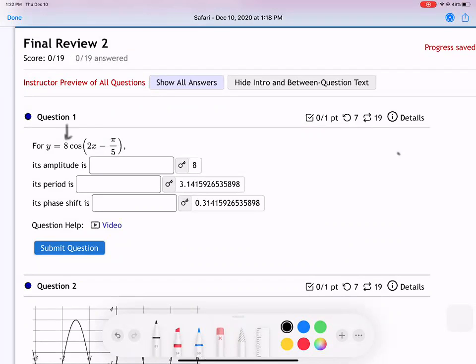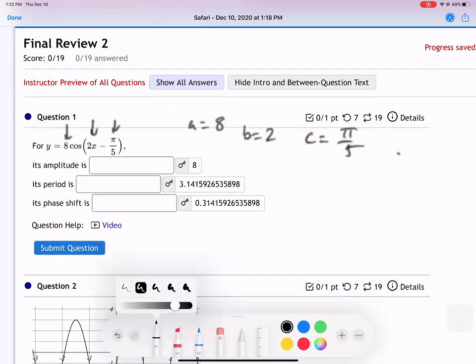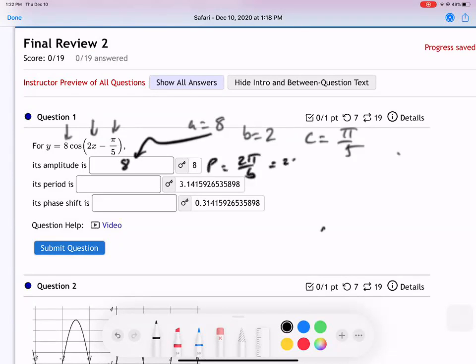So A, B, C. A is equal to 8, B is equal to 2, C is equal to positive pi over 5. We want to make sure that we know how to interpret these values, and that's our amplitude, which is going to be a positive 8. Our period is 2 pi over b, so it's 2 pi over 2 is just pi. And if you write pi on your answer, it actually will accept it as pi.